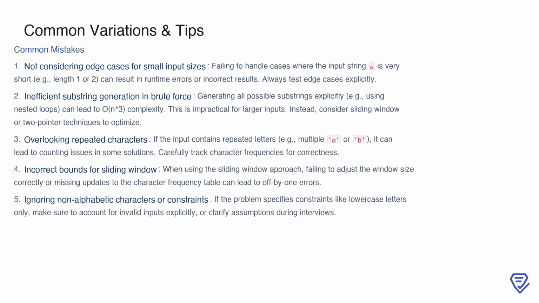Another frequent issue arises from overlooking repeated characters in the input. For example, strings with multiple occurrences of the same letter can lead to counting errors unless you carefully track character frequencies. Additionally, incorrect bounds in the sliding window approach, such as failing to adjust the window size correctly or not updating the frequency table properly, can easily result in off-by-one errors. Finally, don't ignore constraints or edge cases involving non-alphabetic characters. If the problem specifies lowercase letters only, be sure to validate or clarify this constraint during interviews to avoid unnecessary errors.